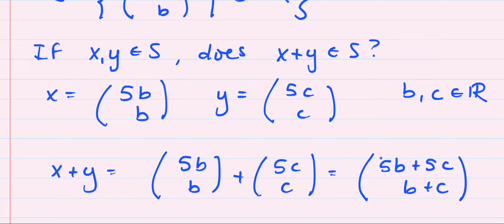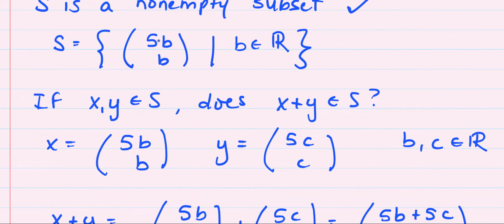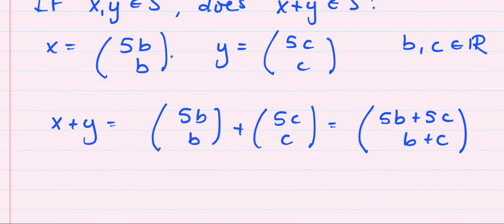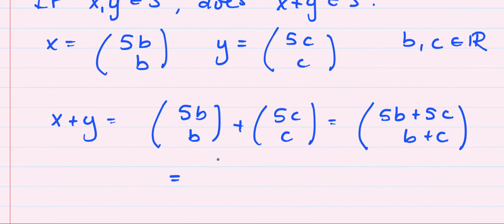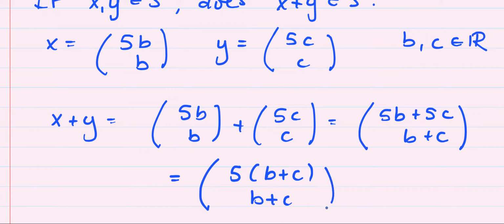Now what we want to check is whether this vector is actually in the set. So can we write it in this form where we have 5 times a number and that number being here? And the answer is yes, because we can write it like this: 5 times (b plus c), and then b plus c here. So b plus c is a real number, and then whatever that real number is, we're taking 5 times it. So that does belong to S. So S is closed under vector addition.